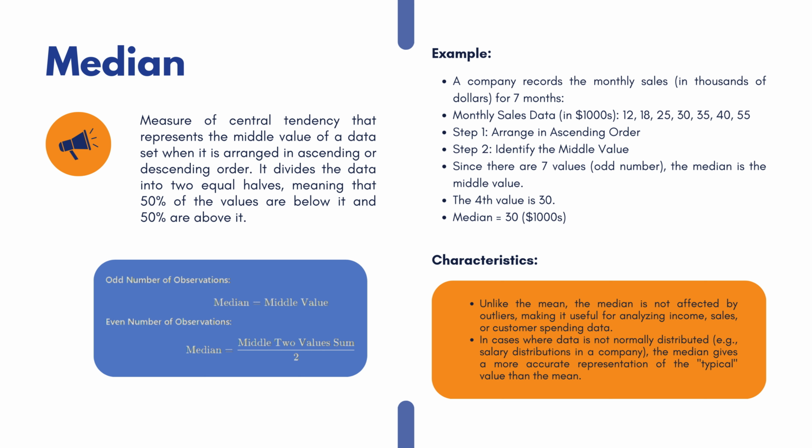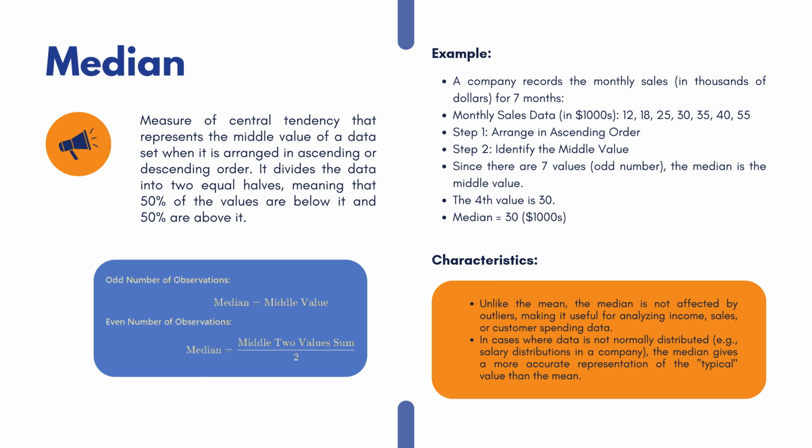So the next measure of central tendency we're going to look at is the median, which represents the middle value of a dataset when it is arranged in ascending order or descending order. It divides the data into two equal halves, meaning that 50% of the values are below it and 50% are above it. So these are the formulas to find median for odd number of observations and even number of observations.